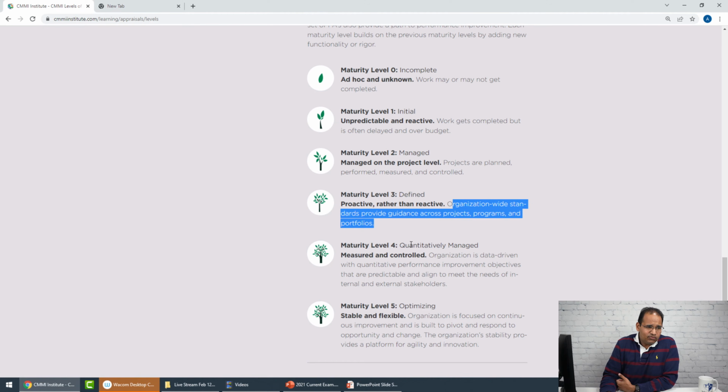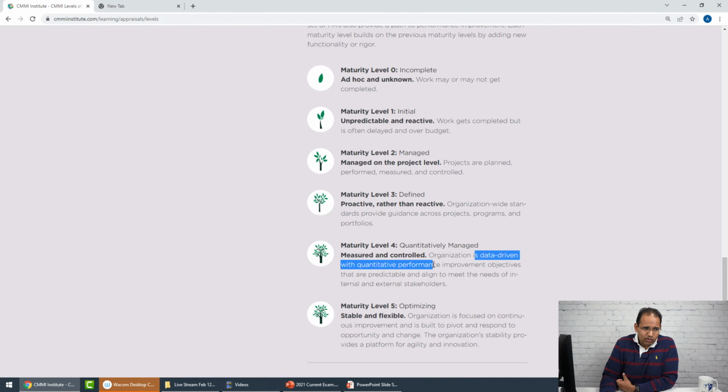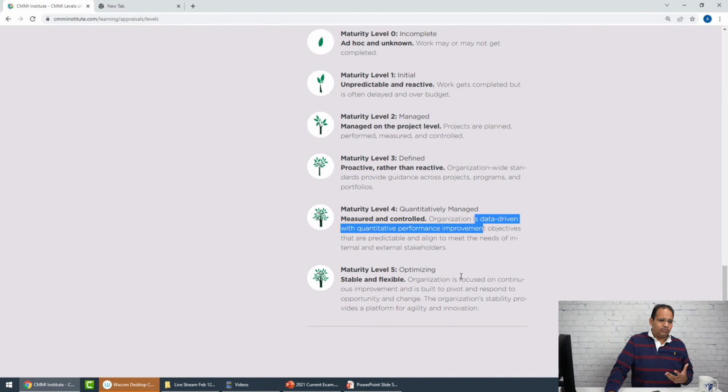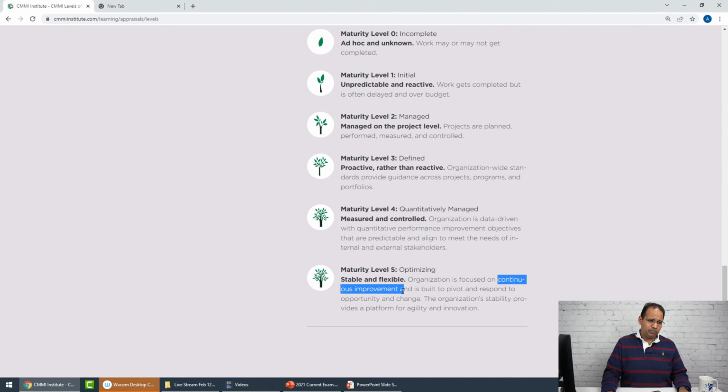By the time they get to level 4, which is quantitatively managed, it's data-driven with quantitative performance objectives. So quantitative means numerical analysis of the data. After this is level 5, the main one for your exam is going to be continuous improvement. So in level 5, not only are they gathering data, numerically speaking, on how they're developing and how successful they are, but they're also going to be improving their processes. Continuous improvement is a big thing.